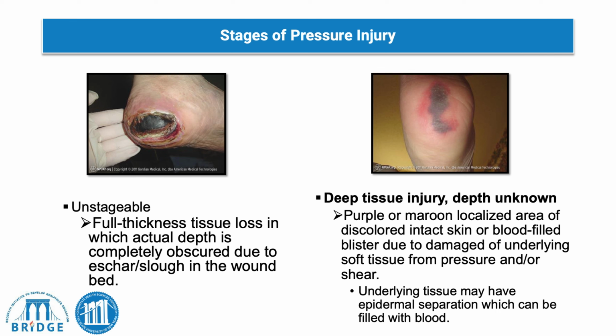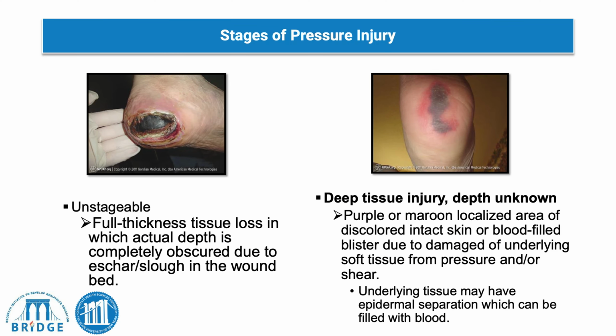Some pressure ulcers are unstageable. The following are 2 images of unstageable pressure injury. The image on the left is a full thickness tissue loss in which the actual depth is completely obscured by the presence of black or dark eschar or slough in the wound bed. On the right is an image of a deep tissue injury. Again, the depth is unknown, but it is characterized by a purple or maroon localized area of discolored intact skin. Also, a blood-filled blister due to damage of underlying tissue may be present.